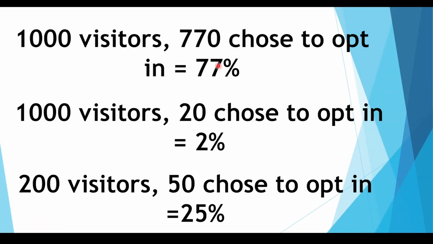So using these leads as an example, if you didn't pay for these opt-ins, being the 770, the 20, and the 50, those are the leads that came in through your squeeze page. And these opt-ins came from free traffic, being sources such as YouTube, Facebook, Instagram, TikTok, or any other platform.